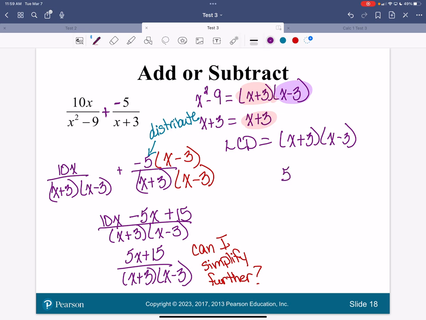I'm going to pull out a 5, and I'm left with x plus 3 over x plus 3 times x minus 3. This is why we don't multiply the denominator out yet. So my final answer is going to be 5 over x minus 3.